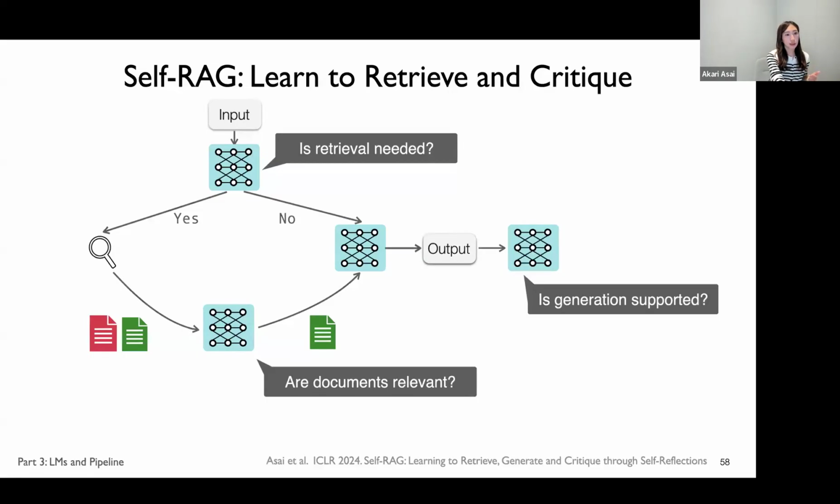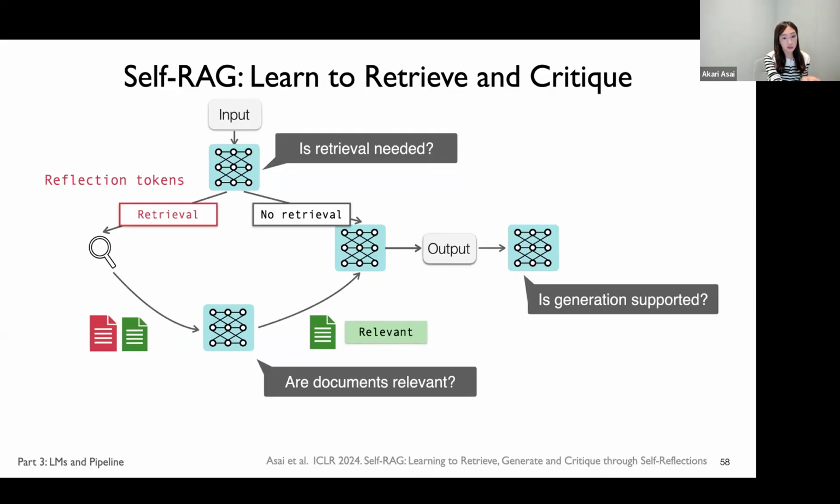To achieve this functionality, we train language models to generate with special tokens. And if the model generates, for instance, a retrieval token, we trigger retrieval models. And we use those special token approaches to evaluate which document is most helpful, or if the model answer is fully supported by citation.